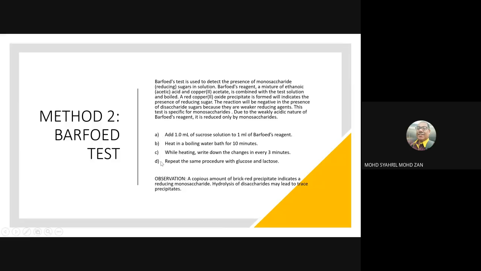So A, B, C, D is the same procedure inside your manuals. What expected result do you get from here? Observations: a copious amount of brick red precipitate indicates a reducing monosaccharide. Hydrolysis of a disaccharide leads to only a trace of precipitate. So there are two concepts. First, with a monosaccharide, you will get copious amounts of brick red precipitate. If using a disaccharide, you will get a trace, but very low. That's why we say it leads to only a trace.